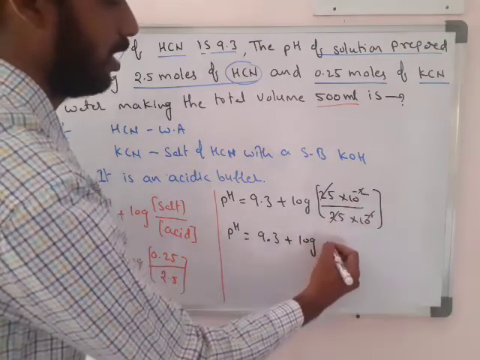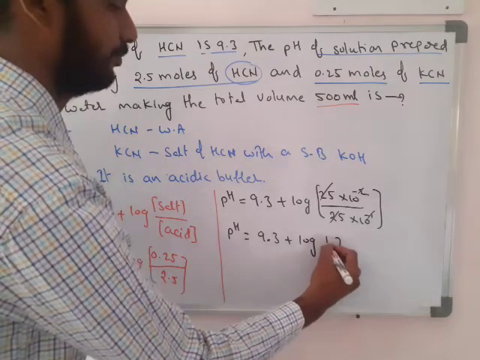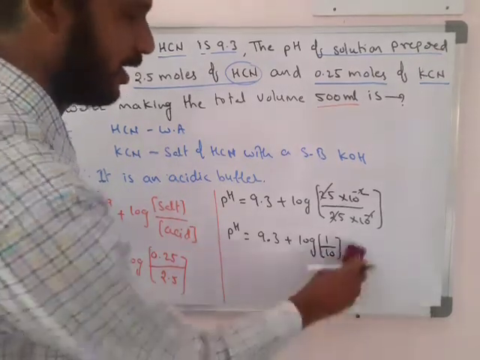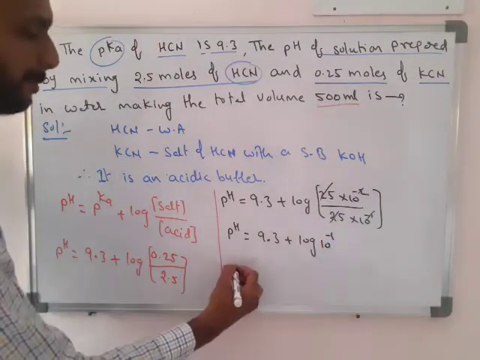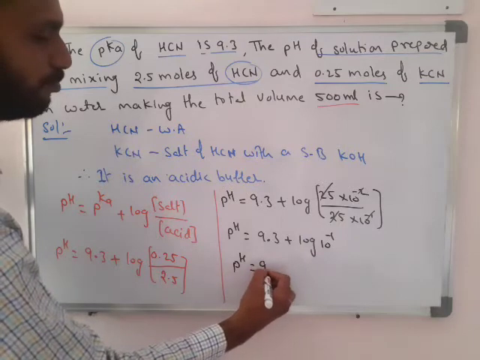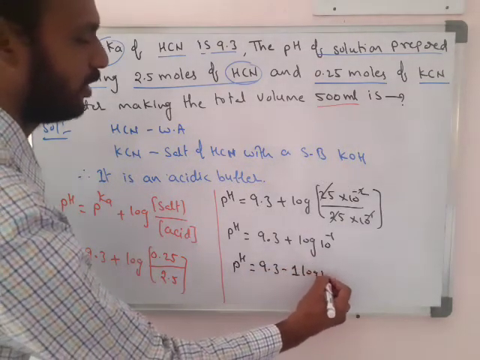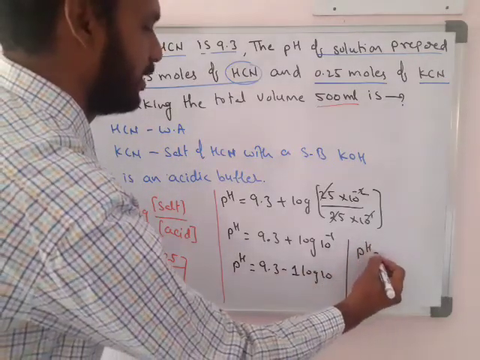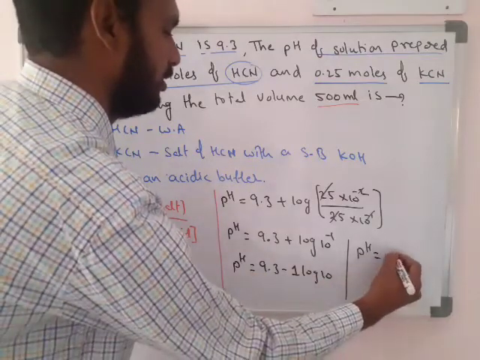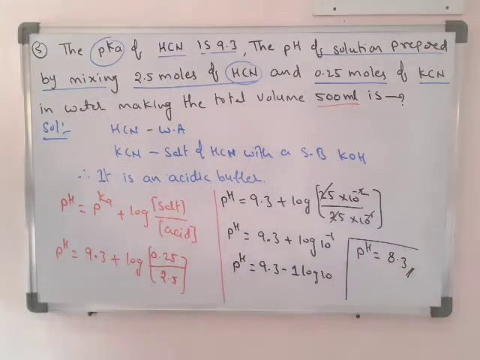Log, this is how much? It is just 1 by 10. Okay, we can write that just as 10⁻¹. So the pH value becomes 9.3 minus 1 log 10. We know the log 10 value is 1. So the final pH is equal to 9.3 minus 1. The final pH is 8.3. Okay, here the pH is 8.3.